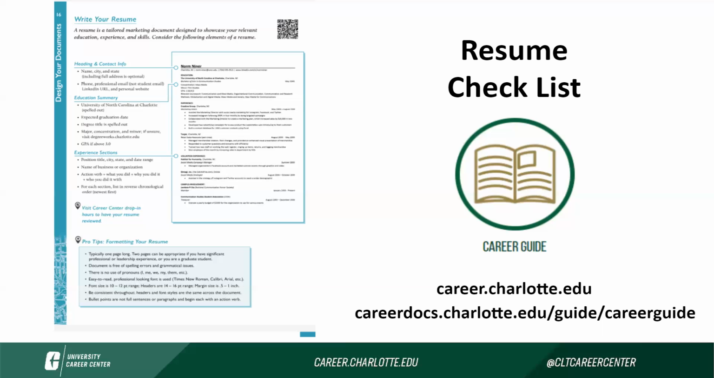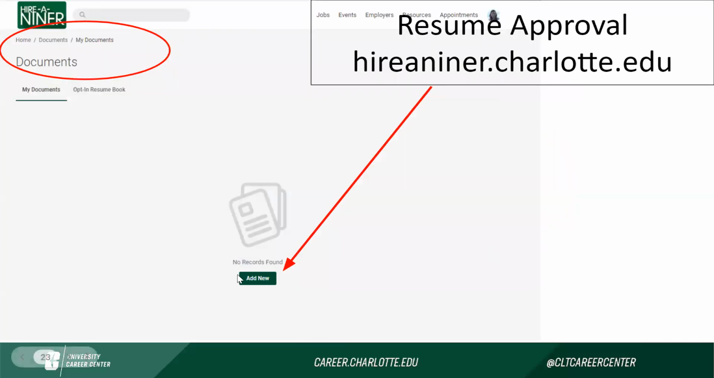So once you're ready to upload your resume, you are going to log into HireNiner, which is hireniner.charlotte.edu. And once you log into HireNiner, you'll be able to see on the top right-hand corner, there's going to be a little icon with probably your picture. You click there, click down to My Documents. And then when you see My Documents, you'll be able to add a new document there. Okay, so that's where you'll upload your resume.